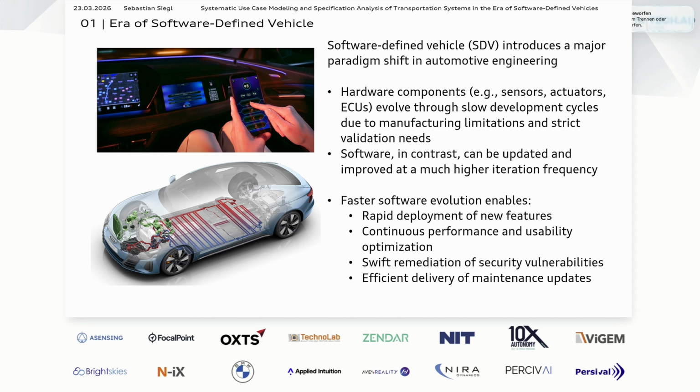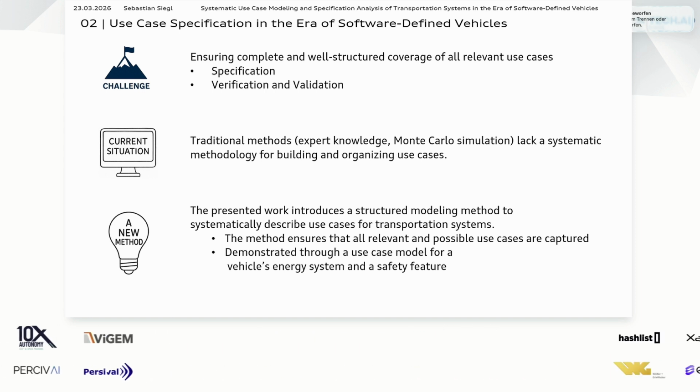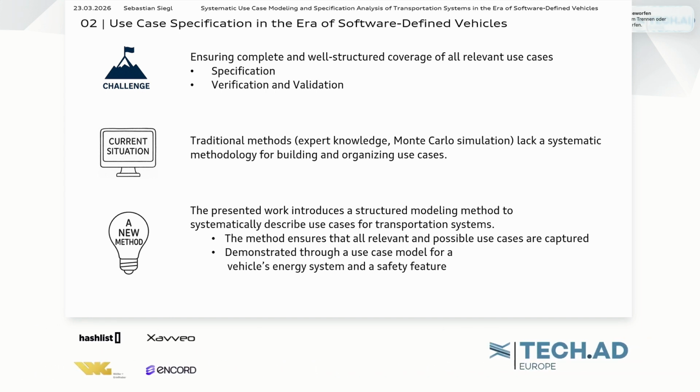And now for this talk, after we have heard a lot about ODD definition and so on, I take now one step that comes after this, I would say, in the development cycle. That is the use case specification or the specification of the functionality, the capabilities that are then realized in the vehicle and which interact with each other, which interact maybe with the driving stack and which also interact with many other systems in the vehicle.